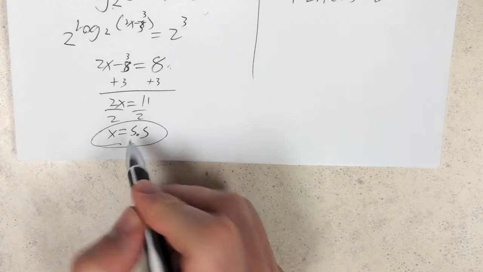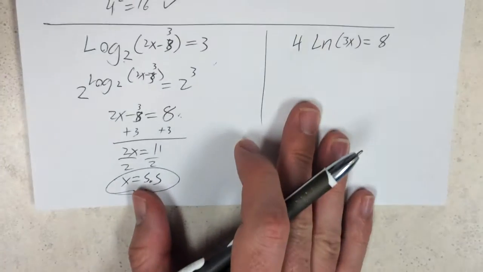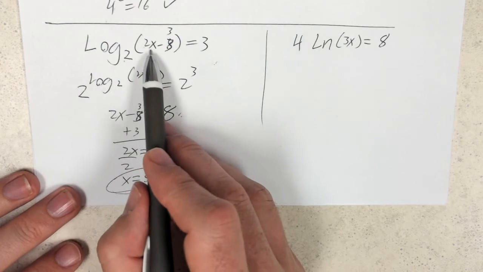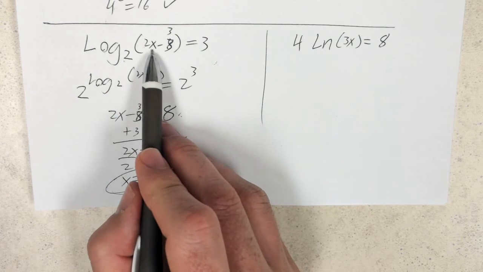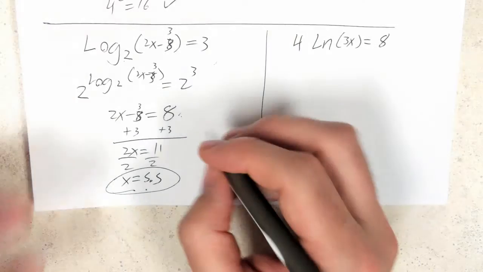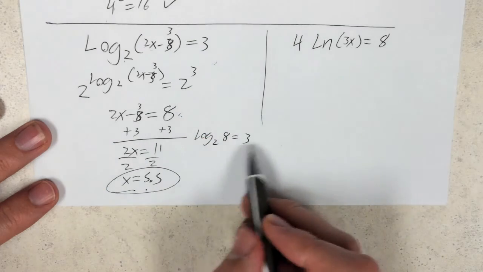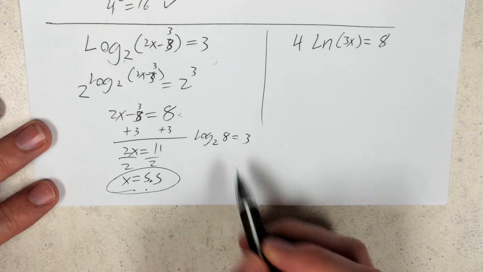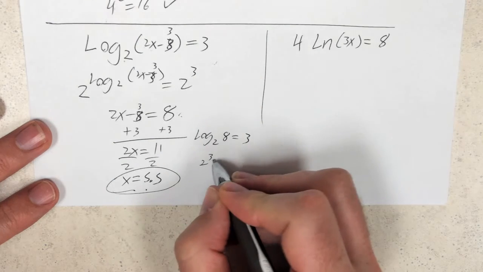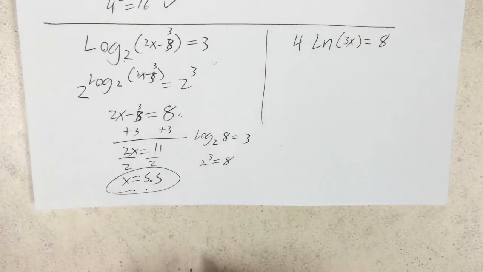Alright, if we want to check that, 2 times 5.5 is 11. 11 minus 3 is 8, so log base 2 of 8 is equal to 3. And 2 to the third is equal to 8. That's true.